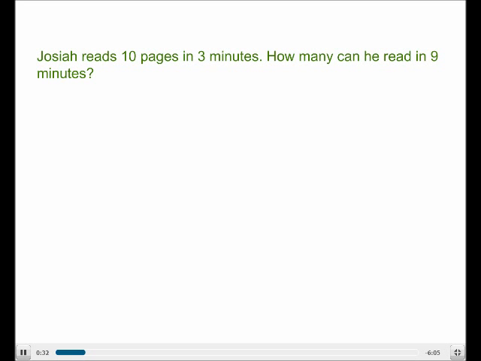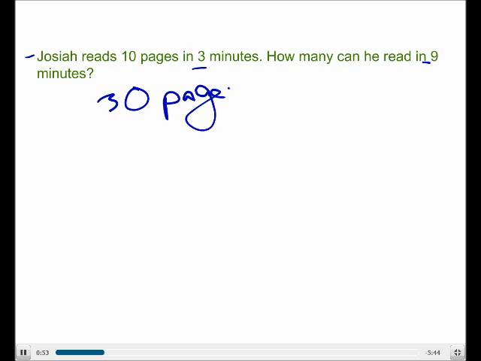And here we go. All right, so setting up a proportion. If we had a problem like this, you might be able to figure it out just by reading. Josiah, and yes, I am that self-centered that I need to use my own son's name. Josiah reads 10 pages in 3 minutes. How many can he read in 9 minutes? Well, 3 minutes, 9 minutes, oh, that's just 3 times as much, so he can read 30 pages.